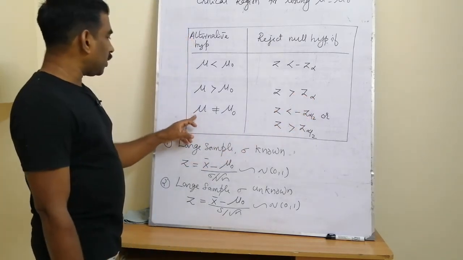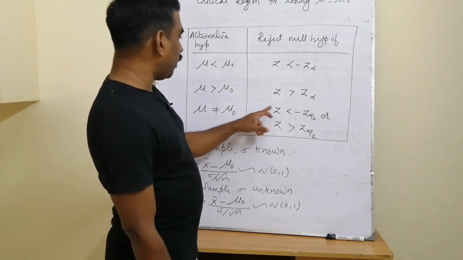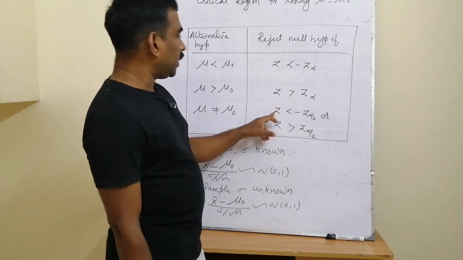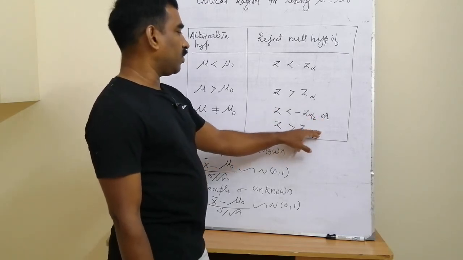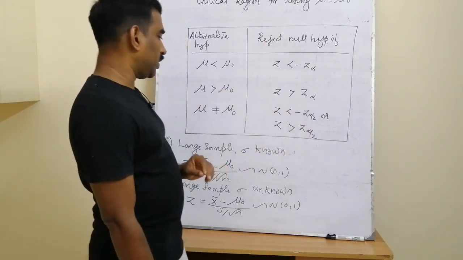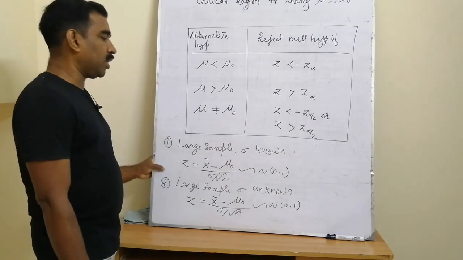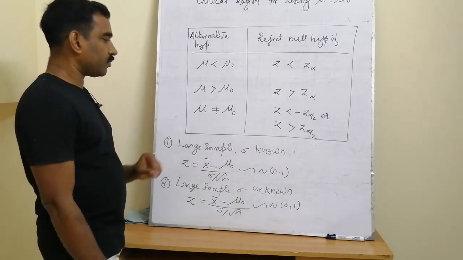And for two-tailed alternative mu not equal to mu naught, we will reject the null hypothesis whenever the computed value of Z is either Z is less than minus Z alpha by 2 or Z is greater than Z alpha by 2. Whenever one of these two situations occur, we will reject the null hypothesis. And these two are called normal test for mean or mean testing large sample cases.